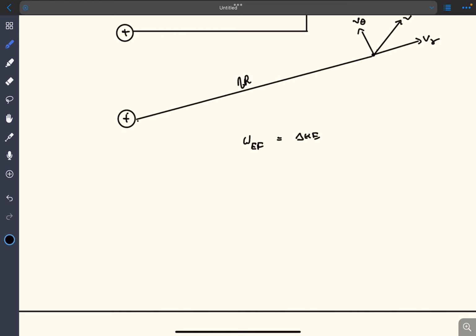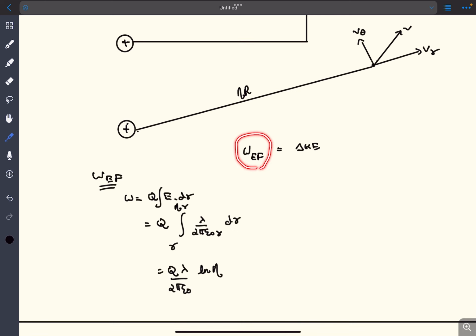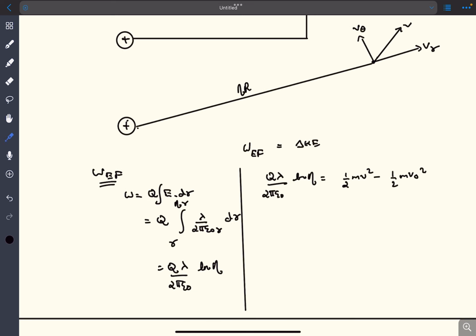Using the work energy theorem, the work done by the electric force would be equal to the change in kinetic energy of the particle. Now the electric force is acting in this direction, so the work done by electric force would be qE dot dr. The electric field as a function of r is lambda by 2 pi epsilon naught r, and the limits will be from r to neta times r. After solving, we get the work done by the electric field as this particular value, and the change in kinetic energy would be half m v squared minus half m v naught squared. From here, we get the speed of the particle, which was asked in the first question, as this particular value.